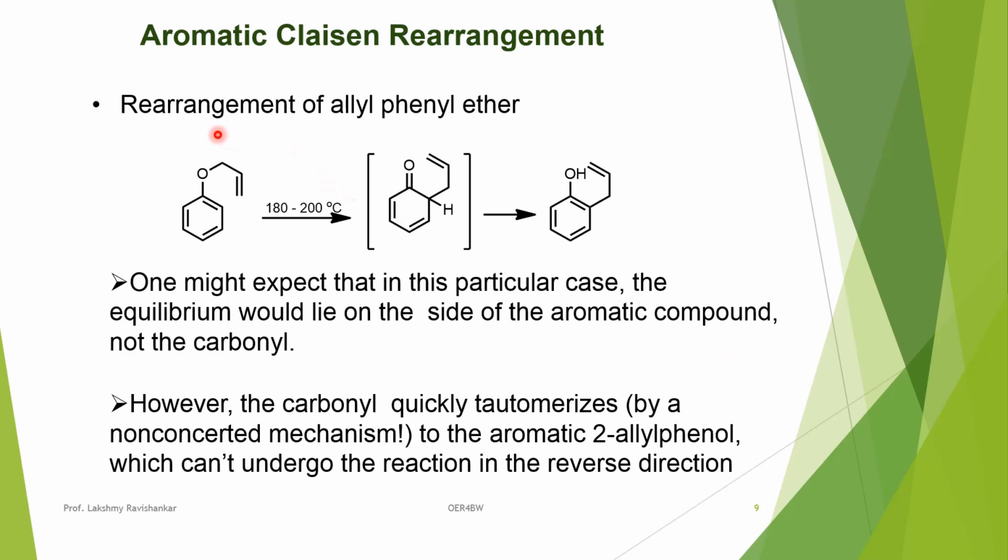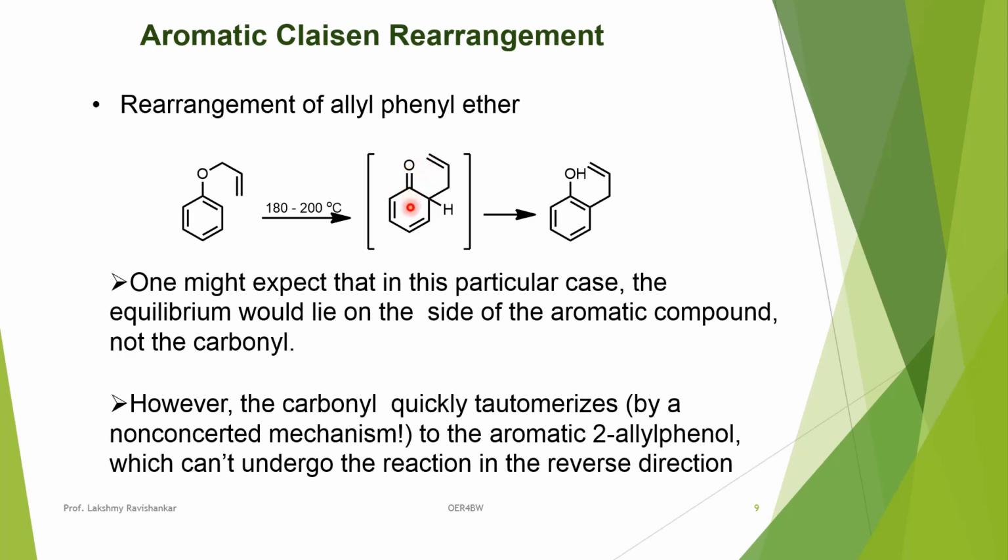Now, if you have an allyl phenyl ether, then also it can undergo the Claisen rearrangement, because you see this part of it is going to be like your vinylic group. However, when this undergoes rearrangement, you're going to get this keto product, the dienone product. Now, one would wonder, why should this be formed at the expense of the loss of aromaticity? But the equilibrium would still lie towards this due to the formation of the carbonyl bond.